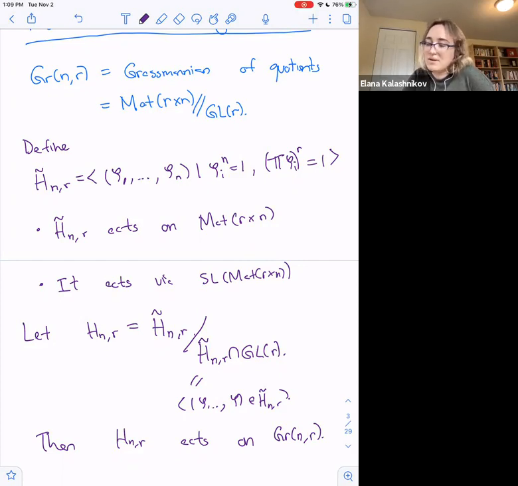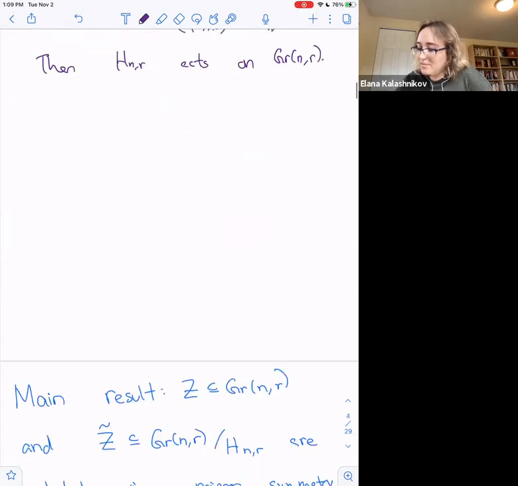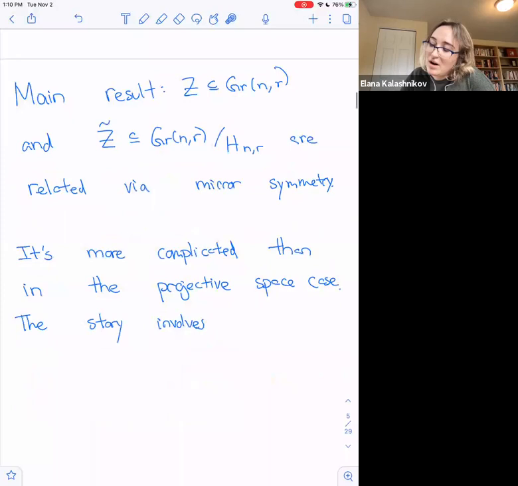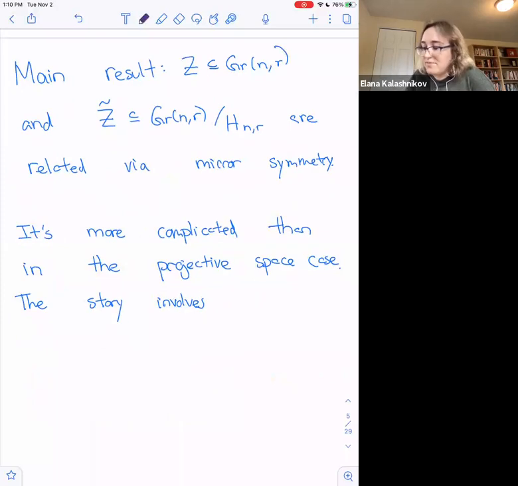And so the main result that I want to talk about today is the following statement. Which is vague, but I'm going to go into detail. So the result is that if you take a Calabi-Yau hypersurface inside the Grassmannian, and then another Calabi-Yau hypersurface inside the Grassmannian modulo this finite group, these two Calabi-Yau varieties are related via mirror symmetry. So this "related" here is doing a lot of work. As suits the Grassmannian, the story is quite a bit more complicated than in the projective space case.